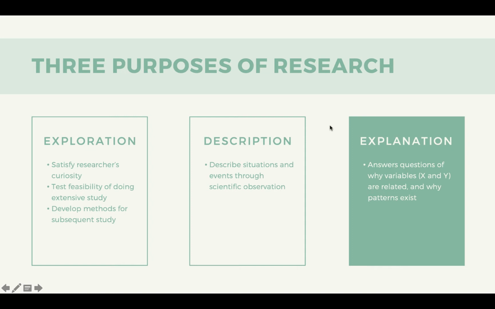We have exploration, which is really about satisfying your own curiosity. You're trying to see if you want to do a future study on something, but that's just trying to figure out a little bit more information about a topic. Description is you satisfy your own curiosity, describe it to others. So you'll maybe do a short research report for the research firm that describes the conclusions of your findings. And then finally, explanation, which is the goal of all of our research. So explanation, we're trying to answer the question of why the variables X and Y are related to one another and why the patterns exist that allow them to be related to one another.